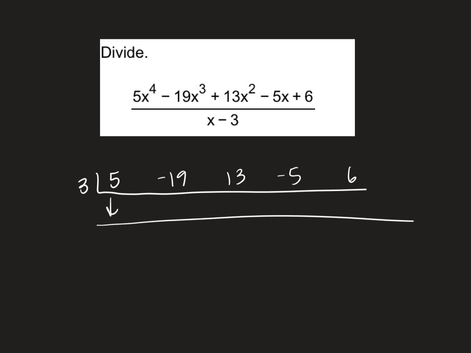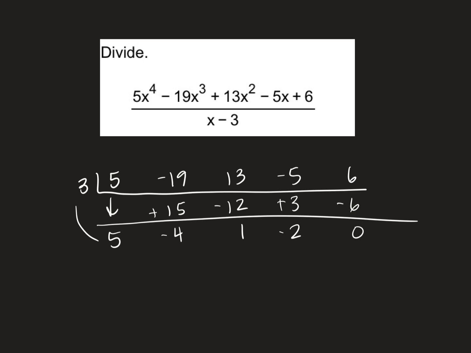Bring this one down, and I get a 5. So 3 times 5 is 15. Negative 19 plus 15 is 4. 3 times 4 is 12. 13 plus 12 is negative 4. Sorry, so that's negative 12, so that gives me a 1. 3 times 1 is 3. Negative 5 plus 3 is positive 2. And 3 times 2 is 6. And that gives me, did I do it right?